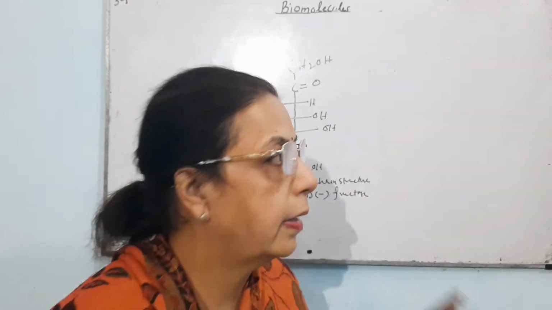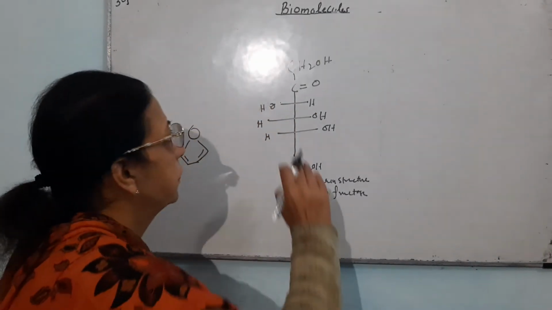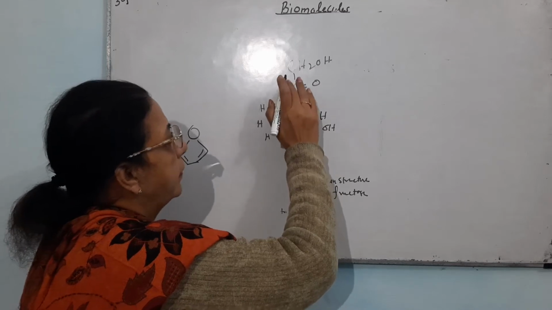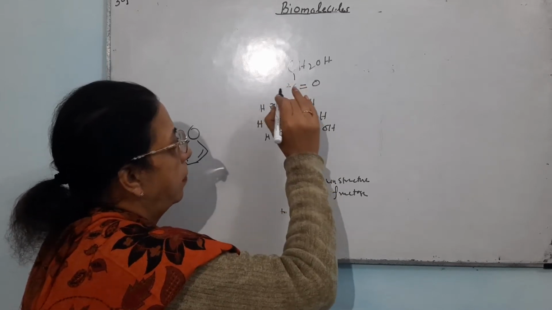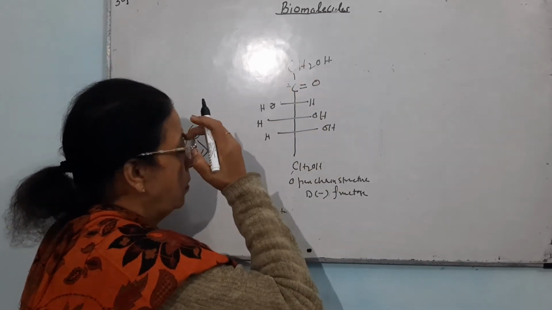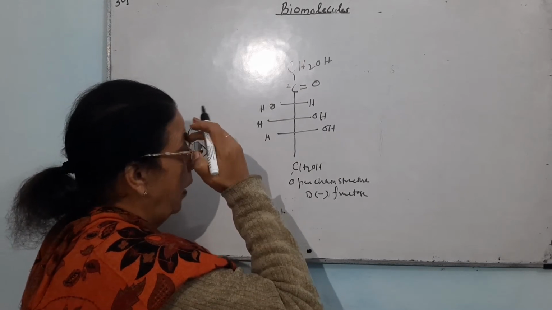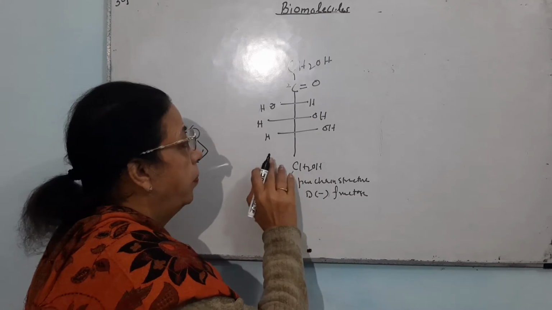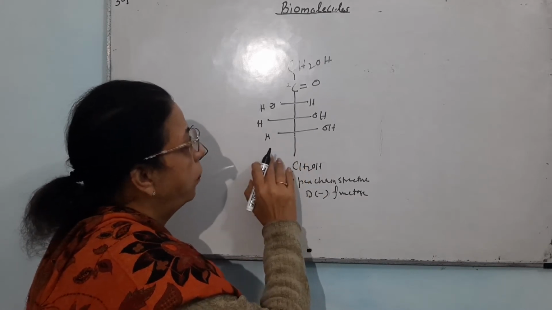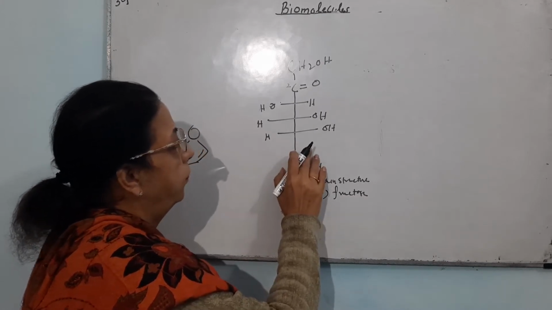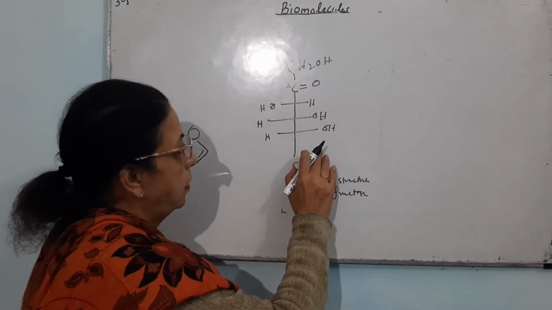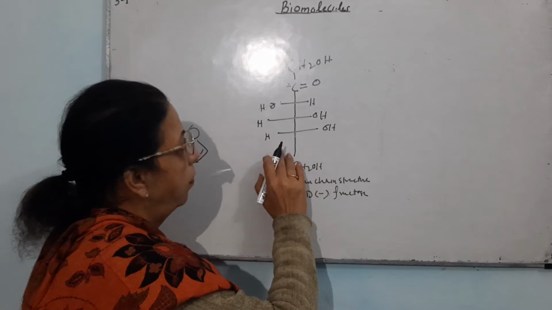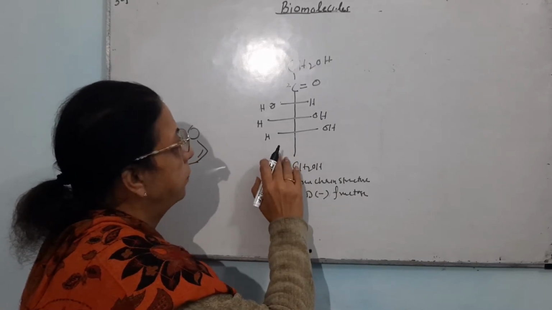If we look at the open chain structure, fructose consists of a ketonic group at the second carbon. This is the second carbon. There is a CH2OH at the first carbon, and then there is a CH2OH at the sixth carbon. But it is not found in the form of an open chain structure. Rather, it is found in the form of a cyclic structure.